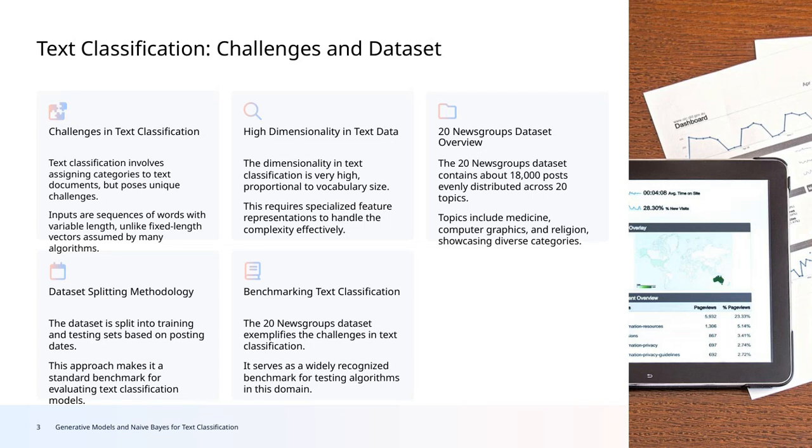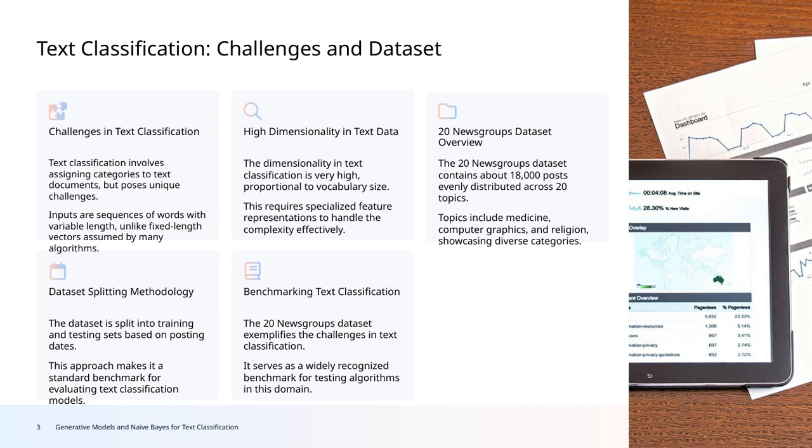Let's take a closer look at the challenges and datasets involved in text classification. The 20 Newsgroups dataset is a great example here because it really highlights some of the key difficulties we face. It's also a widely recognized benchmark, meaning it's used to test and compare the performance of different algorithms in this field. When it comes to benchmarking, the dataset is typically split into training and testing sets based on the posting dates. This method helps ensure that we evaluate our models on data that they haven't seen before, which is crucial for assessing their real-world effectiveness.